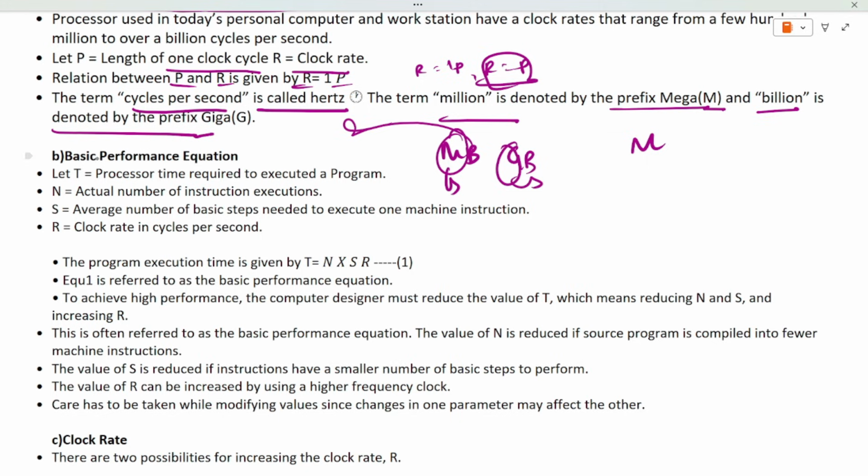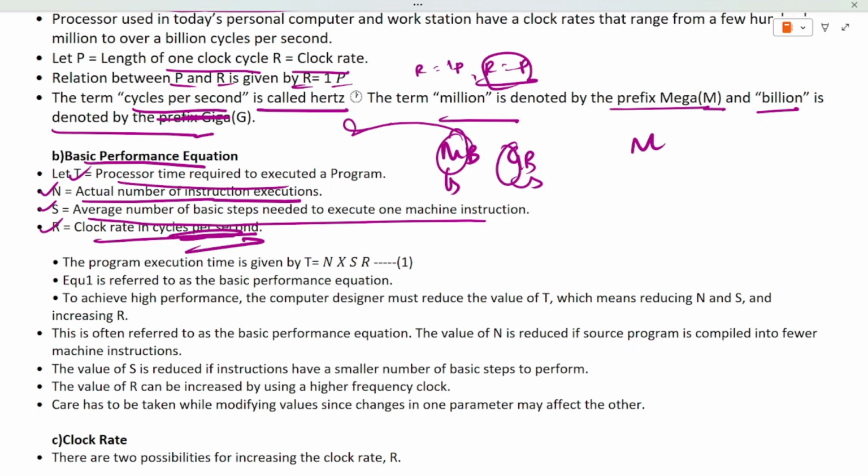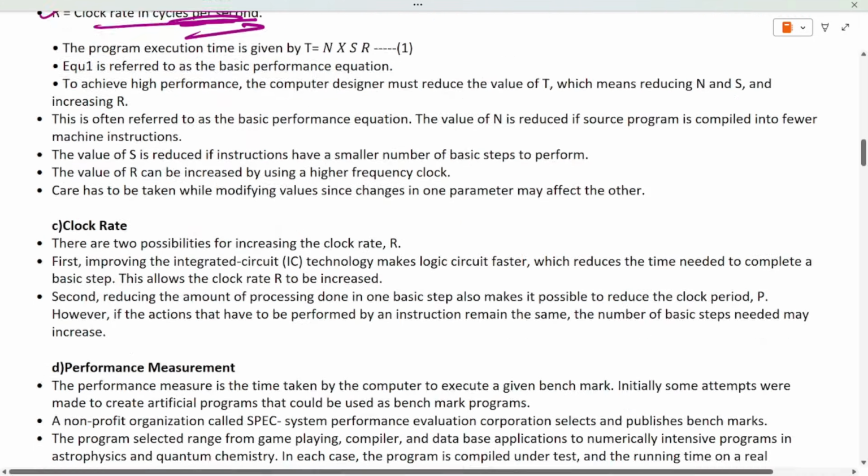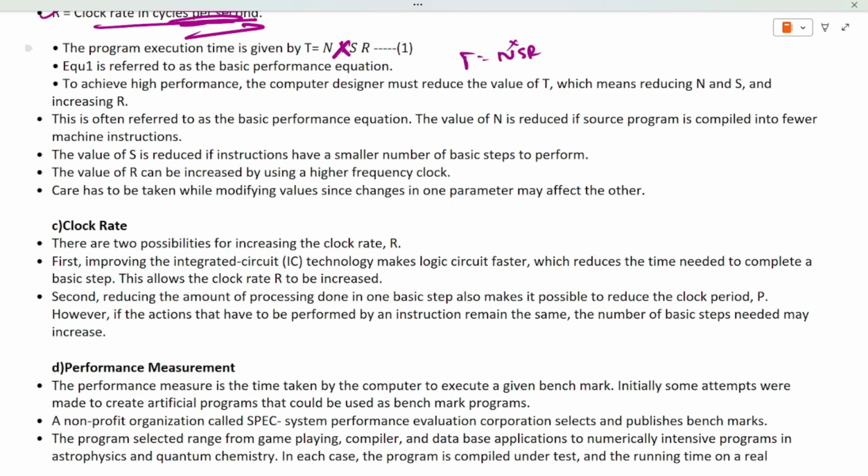Now, the basic performance equation: you have to remember four terms, T, N, S and R. T is the processor time required to execute a program, N is the actual number of instructions executed, S is the average number of basic steps per instruction, and R is the clock cycles per second, as we studied. The equation is T equals N into S by R.